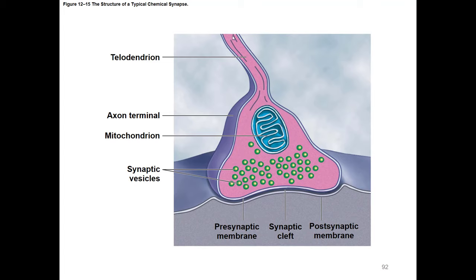Just like in chapter 10, when we talked about muscle, the action potential comes down, and will cause the synaptic vesicles or secretory vesicles that are filled with a neurotransmitter to release the neurotransmitter into the cleft, which is the gap between the synaptic terminal and the postsynaptic cell. When that neurotransmitter is released into that cleft, it will then bind to receptors on the postsynaptic cell, and some event will take place.